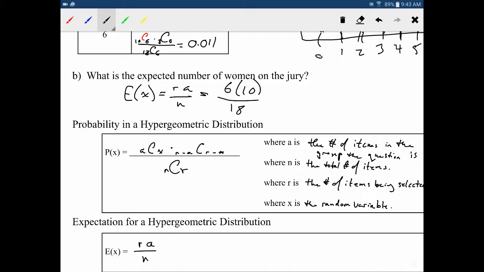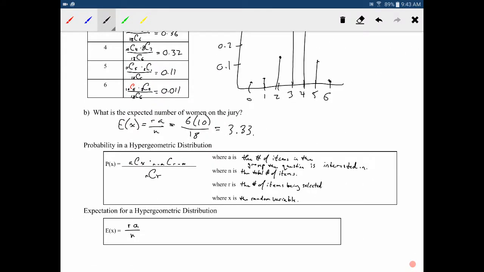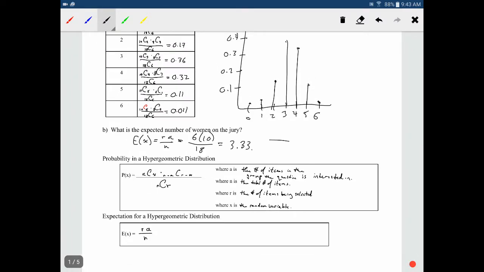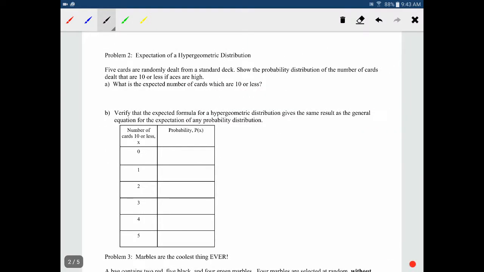I know you're not supposed to do equal signs side by side, but I did not leave myself any room. Over 18, which equals 3.33. Okay, so there you go. So you expect 3 1/3 women to be on the jury, which of course does not make any sense, but that is quite all right. Okay, so that's that. So let's do another one.